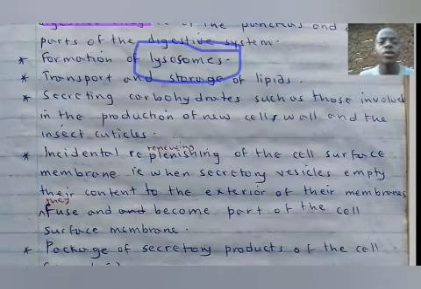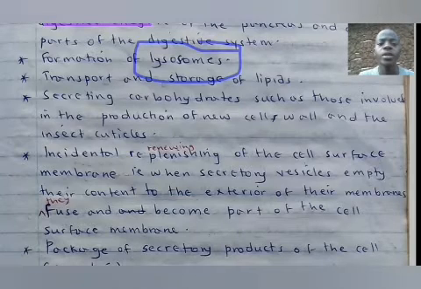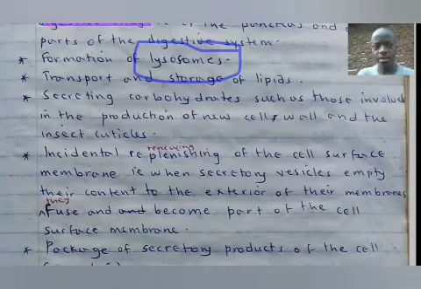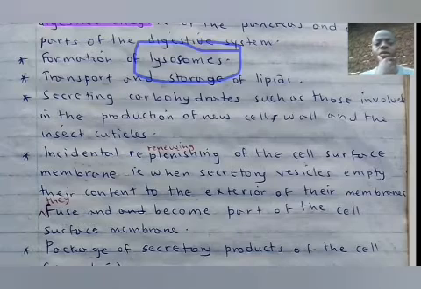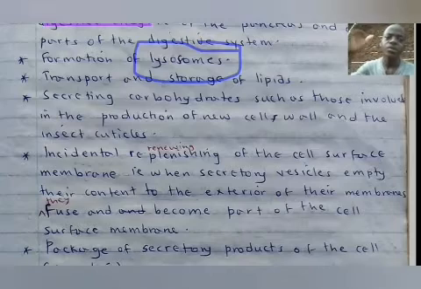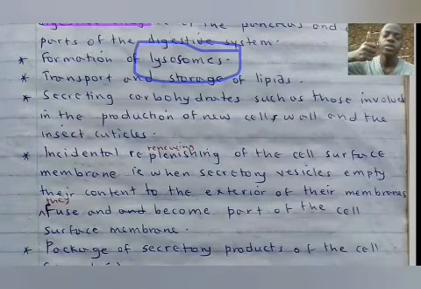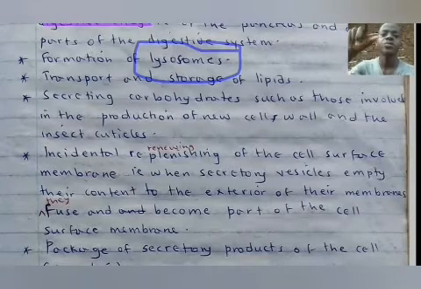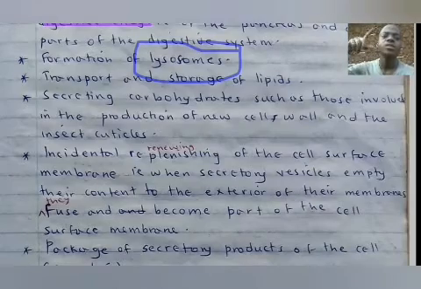So now, there is incidental reshaping or renewing of the cell surface membrane, that is to say, when secretory vesicles empty their content to the exterior, their membrane fuses and becomes part of the cell surface membrane. So this one is like a note: when the secretory vesicles empty their contents, they come and join the cell surface membrane, whether it is an animal cell or not, the membrane outside, the one that we call the cell membrane.